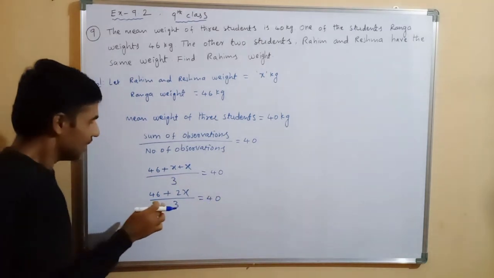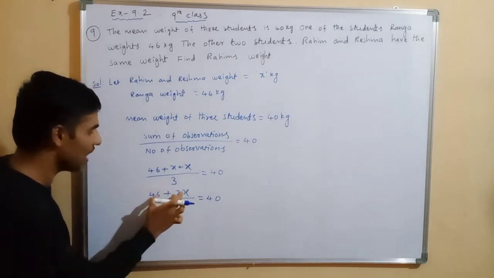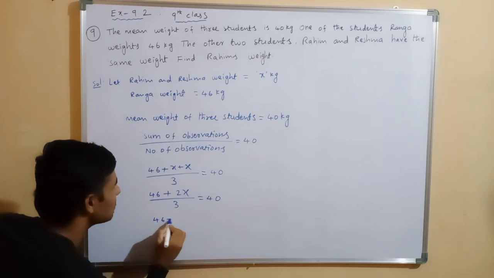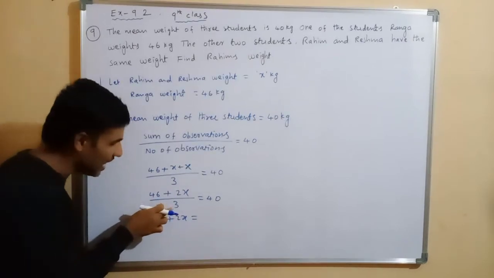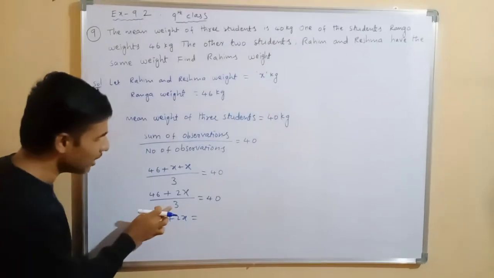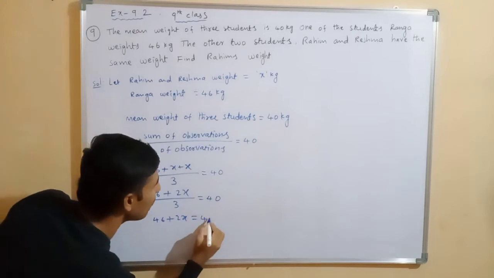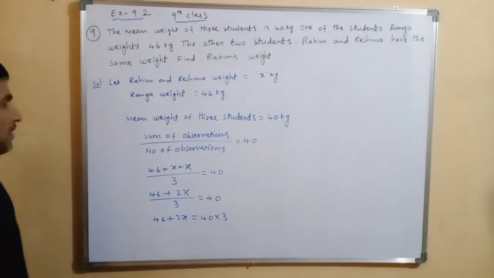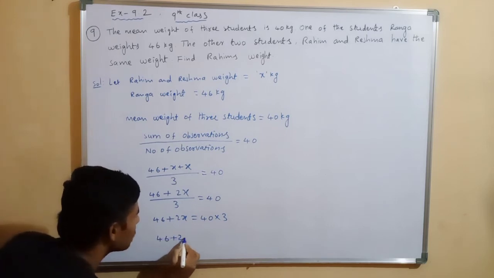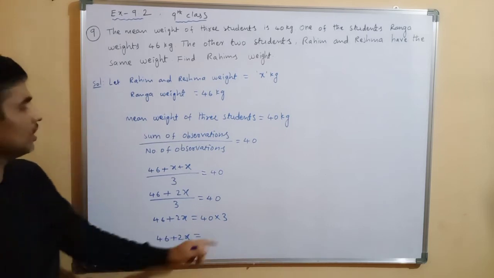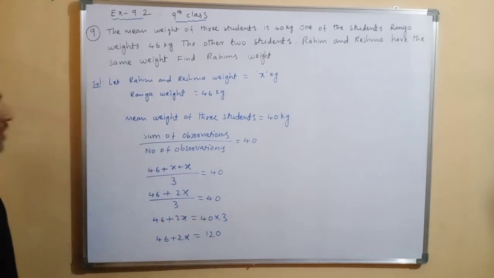Now don't add 46 to your variable. As it is, you write 46 plus 2x. Division is there, and when we transpose it to the right side, it becomes multiplication. So we get 40 into 3. 46 plus 2x equals 120. 3 4s are 12, 120 you got.